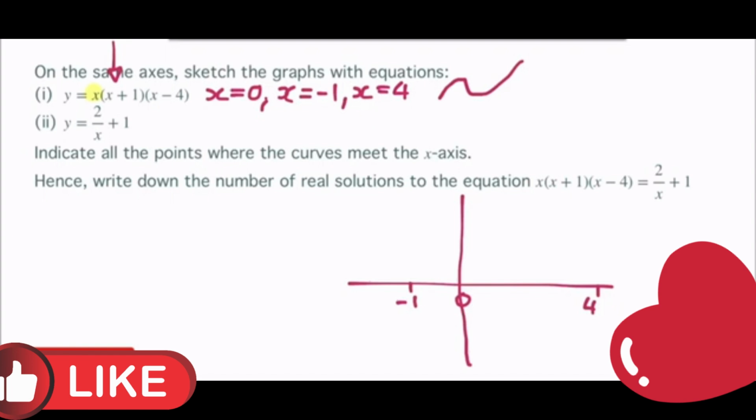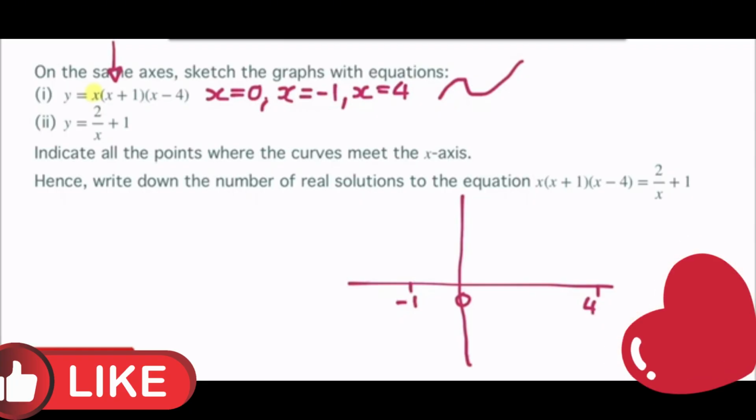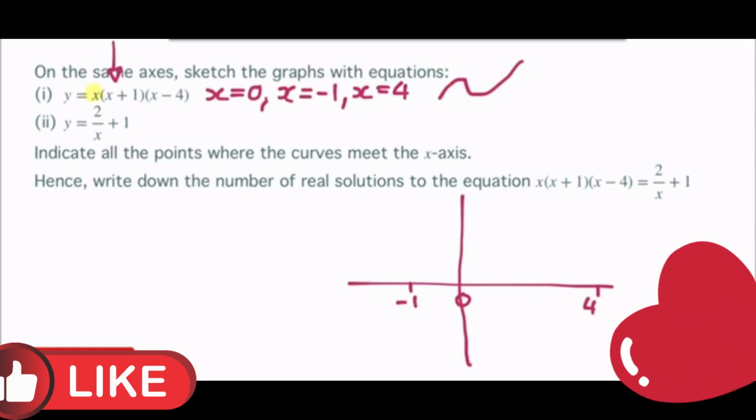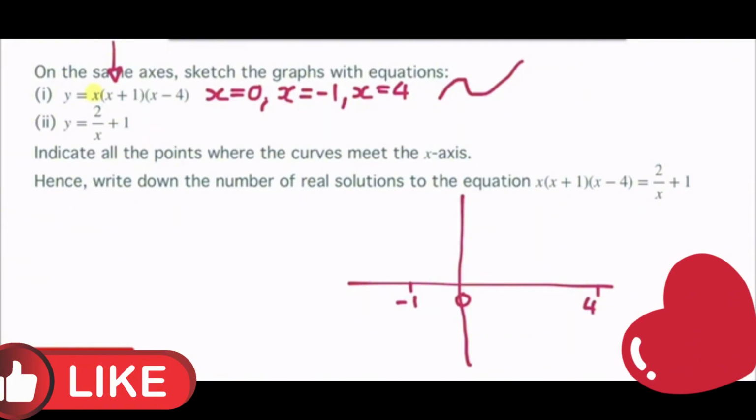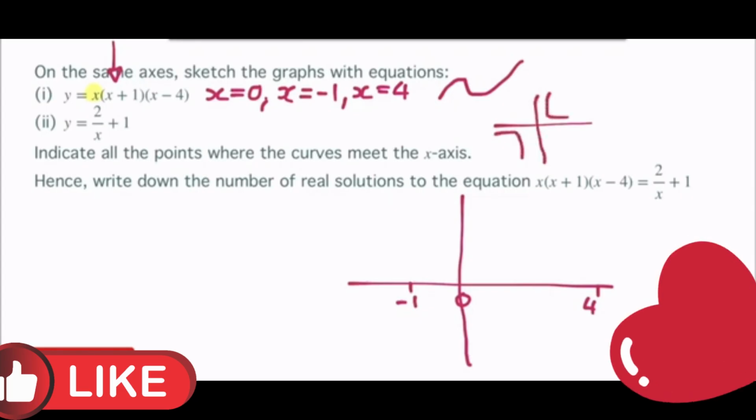Now we have our other graph there. Now that one below is a reciprocal graph. Whenever you're getting a divide by x, that's going to form a reciprocal graph. Now it's a positive x, so it's a positive reciprocal. So we know in terms of just a little basic idea what it's going to look like. It's going to look something like that.